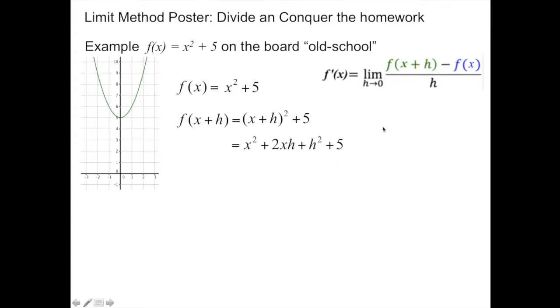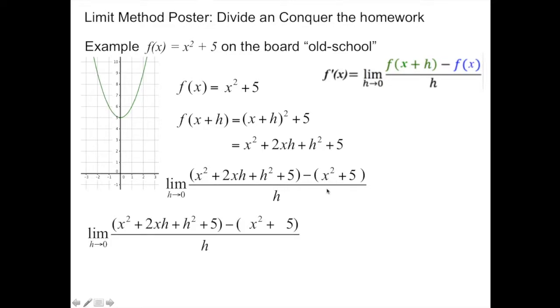So kind of mapping this out, here's our fraction. We have the limit as h approaches 0, which is this. Now we're going to put f of x plus h here. So we're going to take this and stick it here. And then we have our f of x, which is this, and we're going to put that here. And then we're going to divide by h. So we have to simplify this top first before we do anything else.